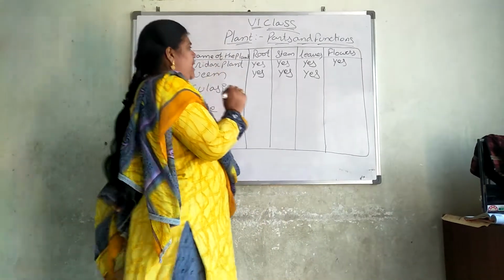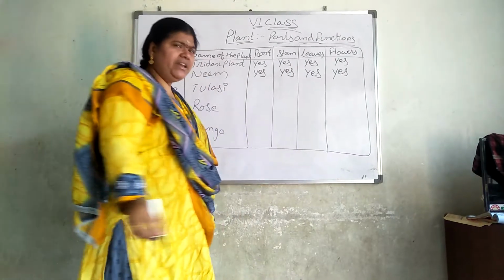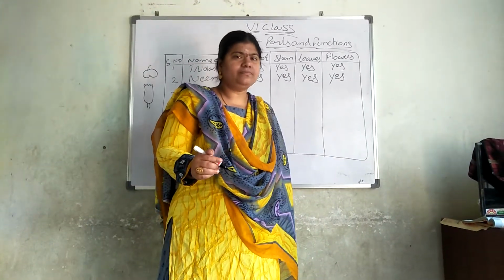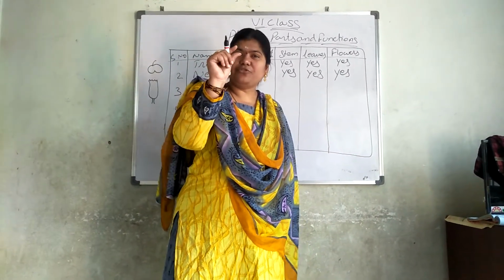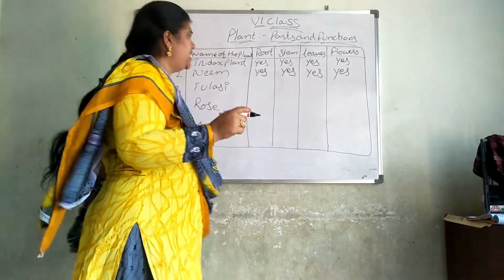So, does the neem have flowers? Yes, it has the flower. Does it even have fruits? Yes, neem has the fruit. A very small one, green in color. So those are neem fruits.